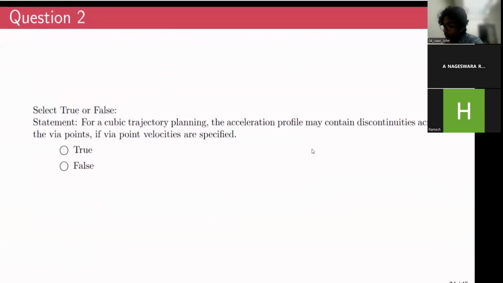Question number two: for a cubic trajectory planning, the acceleration profile may contain discontinuities across the via points if via point velocities are specified. Would that be true or would that be false? We have seen this case earlier, when via point velocities are specified.